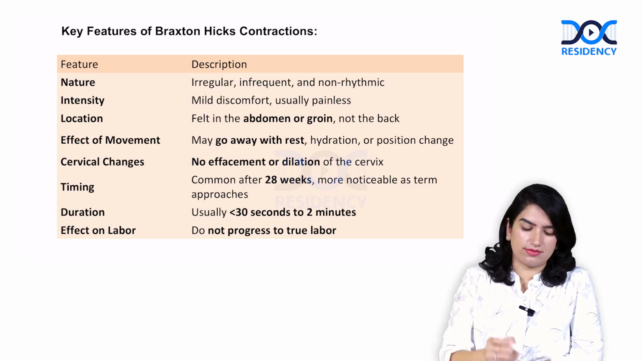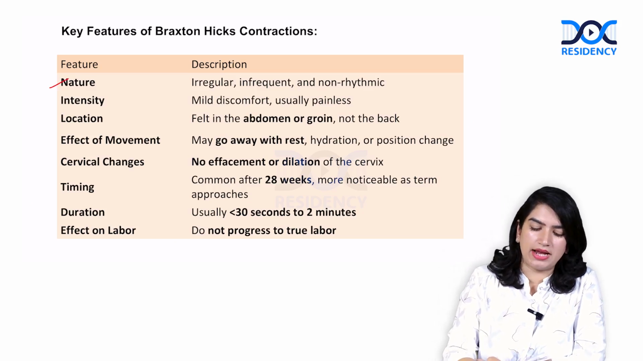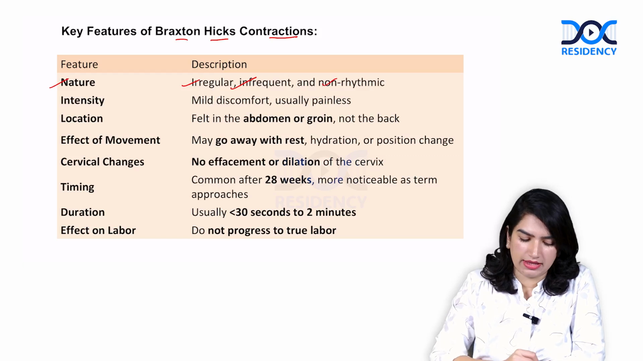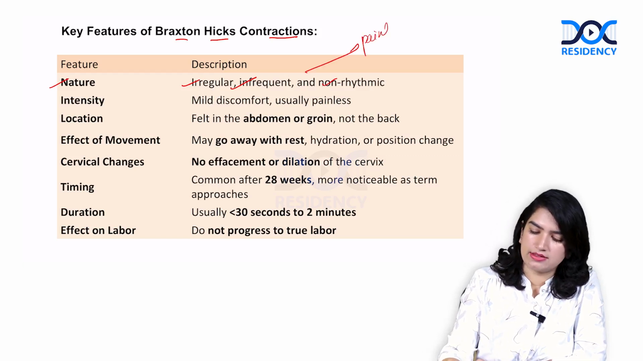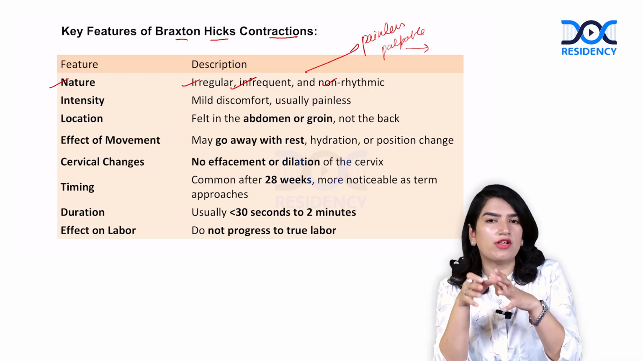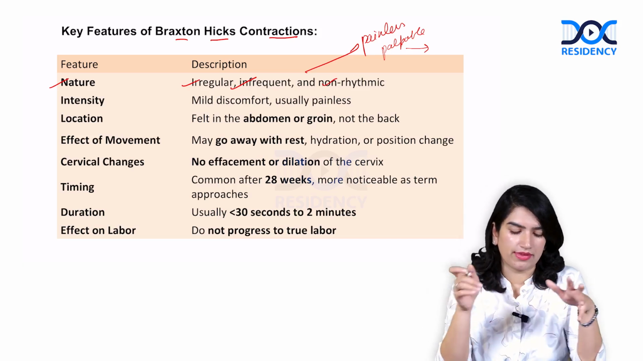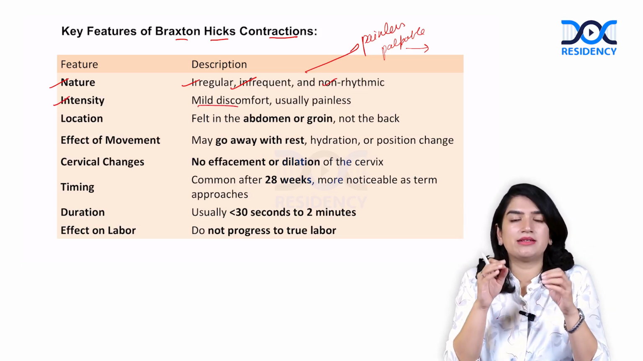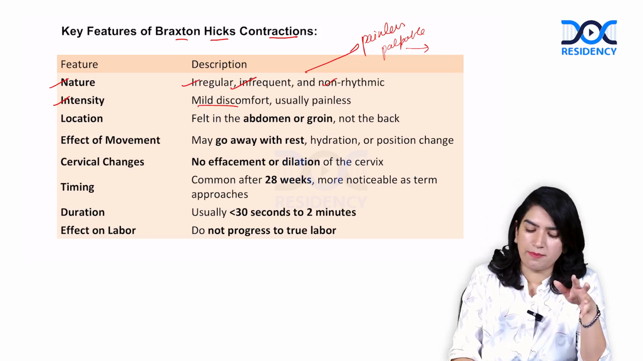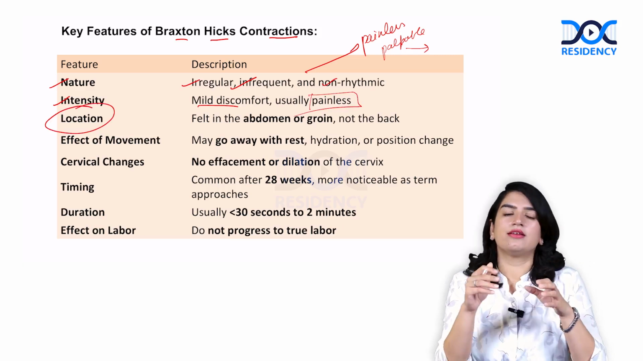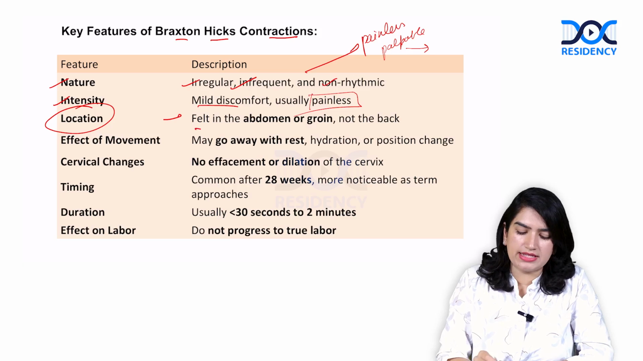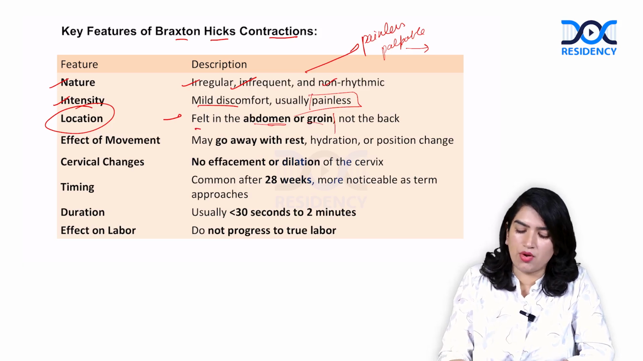What are the key features? If we look at the nature of the contractions, Braxton Hicks contractions are irregular, infrequent, and non-rhythmic. They are painless and palpable to begin with, and later on, when these merge with false labor pains, they start to become painful. What about the intensity? There is a mild discomfort because of hardening of the uterus, but usually Braxton Hicks contractions are painless. Now, when they merge with false labor pain, where the woman feels the pain, it is felt in the abdomen or the groin, but not the back.